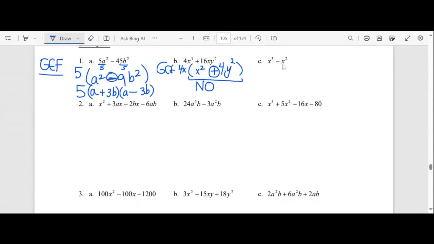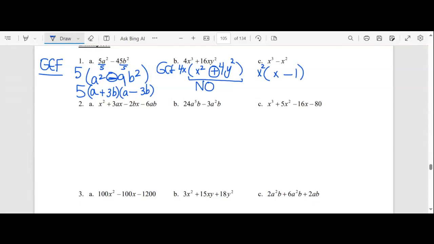Okay, next one. x cubed minus x squared. What is the common factor? x squared or x? x squared. So this will become how much? x minus 1. Okay. Next one.